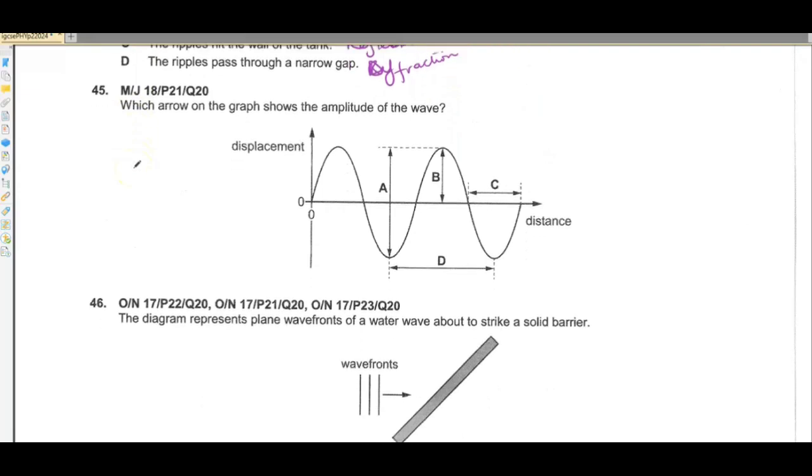Moving on to question number 45. Which arrow on the graph shows the amplitude of the wave? Okay, amplitude is basically the maximum displacement from the mean position.